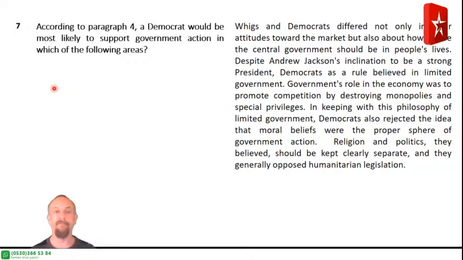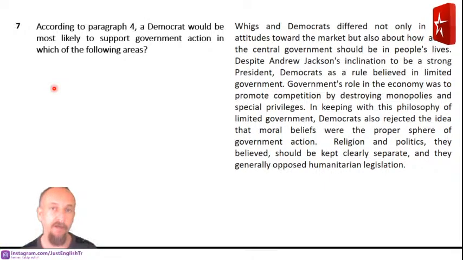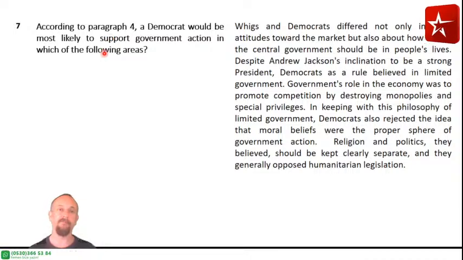According to paragraph 4, a Democrat would be most likely to support government action in which of the following areas? I'm going to ask you a question, boys and girls. What type of question is this? Extra brownie points for the person who gets it right. A piece of cake.